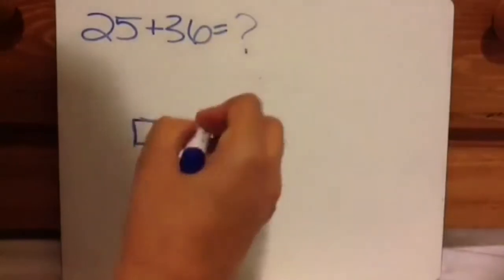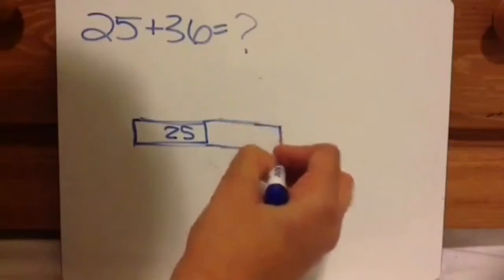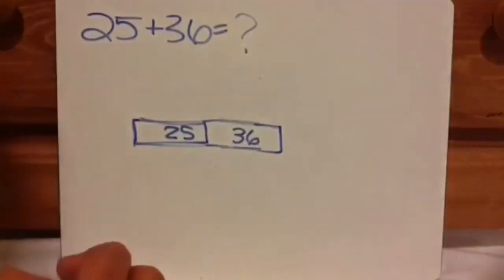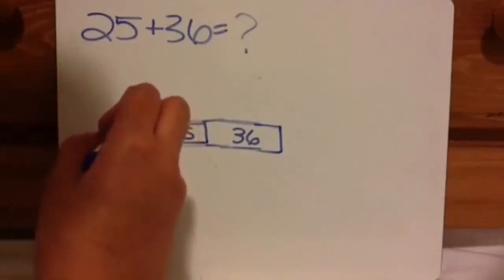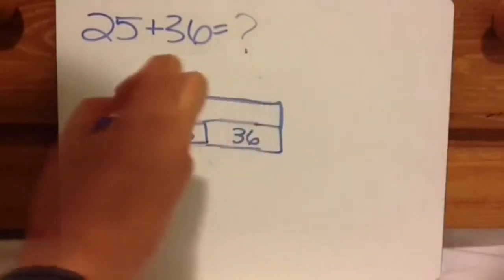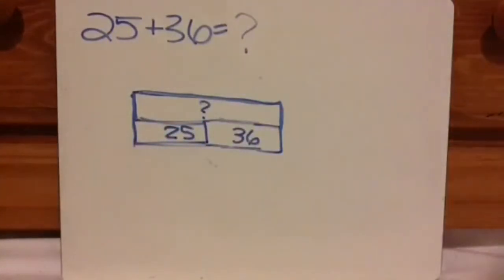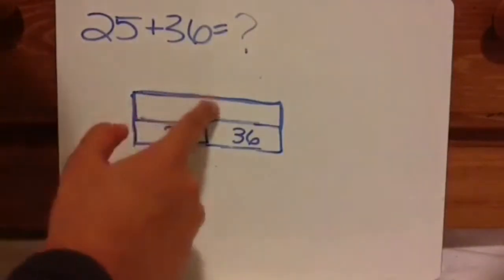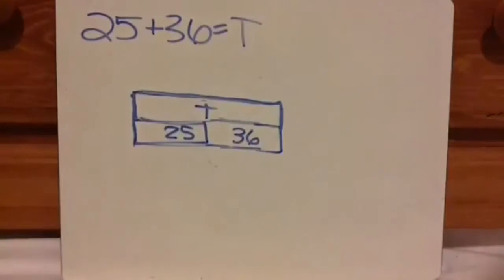Now because 36 is a larger number than 25, it would be a little bit longer, just by a little. So when I have 25 and 36 together, I am showing this top rectangle up here is the total of 25 plus 36. So this is how you represent just an addition problem. So instead of a question mark for the answer, I might put T for total. It can just be T for total.